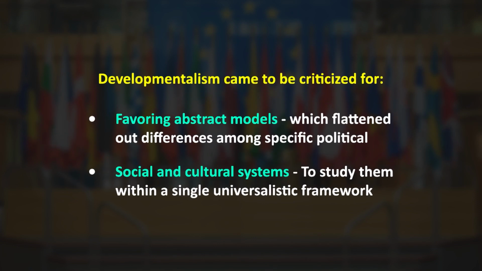Now, towards the 1970s, developmentalism came to be criticized for favoring abstract models which flattened out differences among specific political, social and cultural systems in order to study them within a single universalistic framework. This critique emphasized the ethnocentrism of these models and focused on the third world in order to work out a theory of underdevelopment.